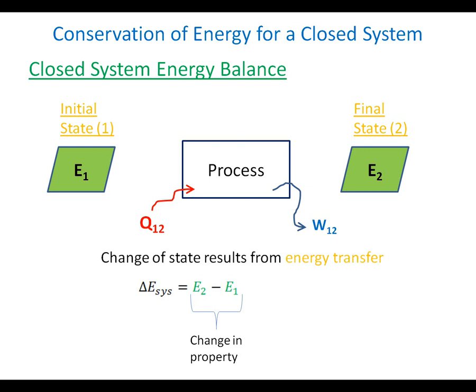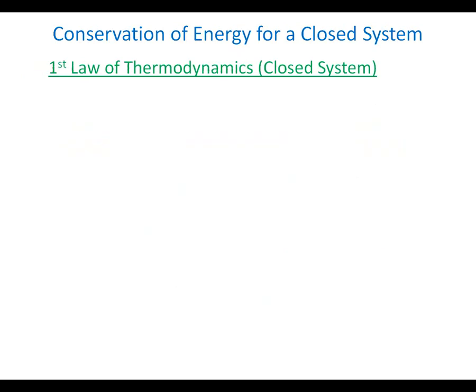So we can state that the change of state for a closed system results entirely from the energy transfer. So therefore, that change in energy, the change of the property, is equal to that energy transfer. So this is how we're going to develop our first law of thermodynamics. Because we said the energy transfer is going to be equal to that change in the energy state.